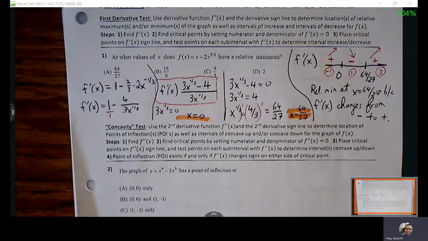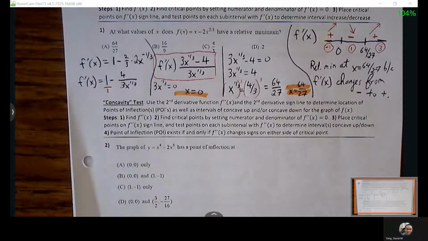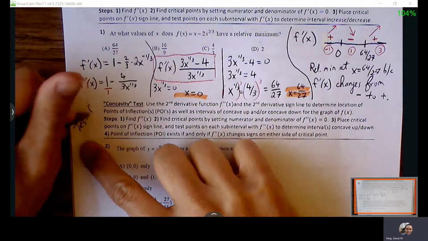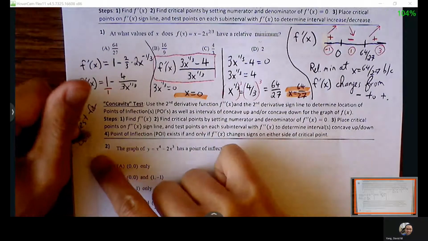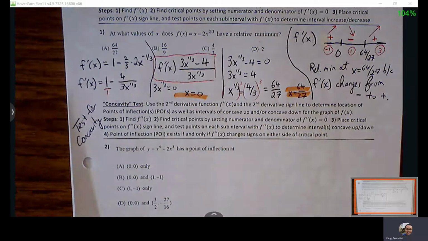All right, any questions with the first derivative test? Okay, the second thing here is the test for concavity. The test for concavity is going to feel like the method that we did for the first derivative test. It's just that now we're doing everything from the second derivative perspective.